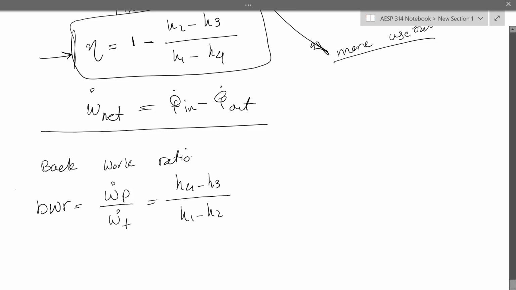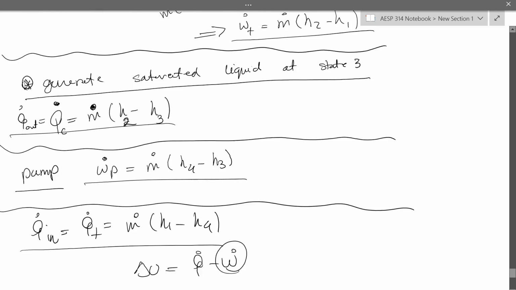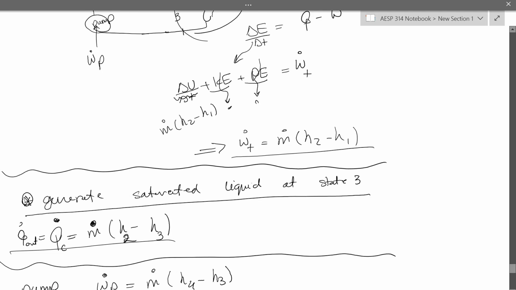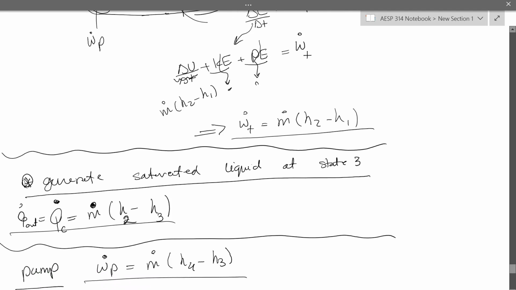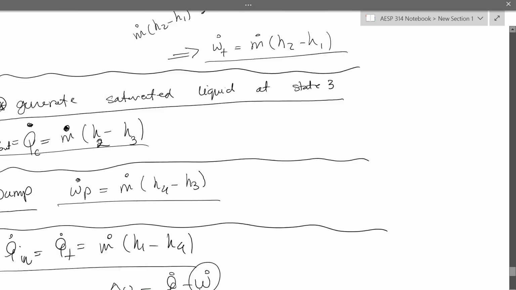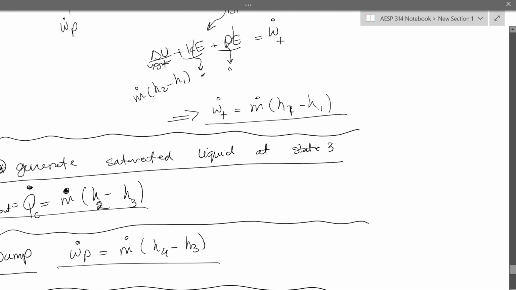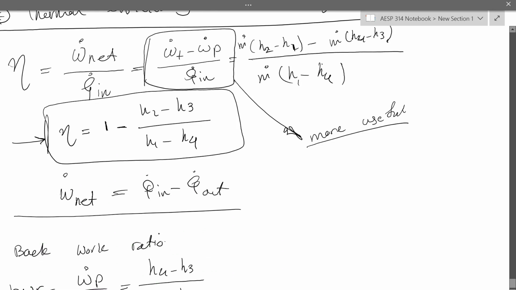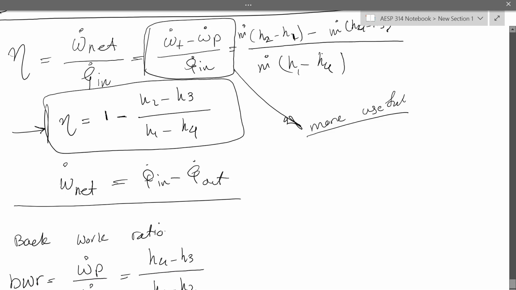H1 minus, why do I have H1 minus H4? I think I messed up the signs here. I have to double check the signage on the turbine work out. But in my notes, I have H1 minus H2. So just make sure you correct this for the time being. Yes, H1 minus H2.